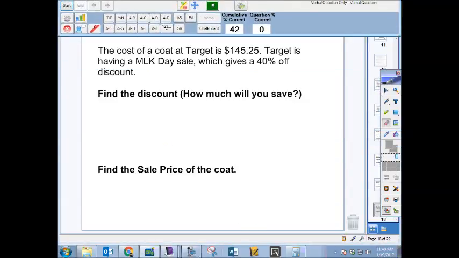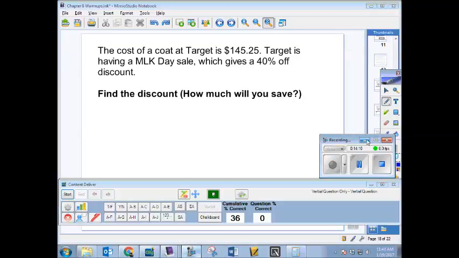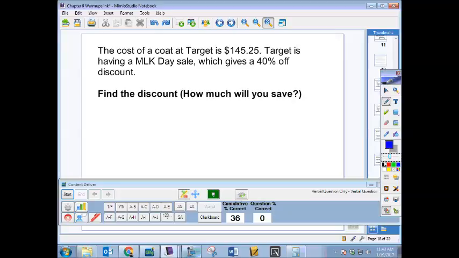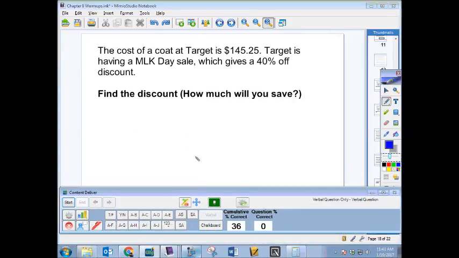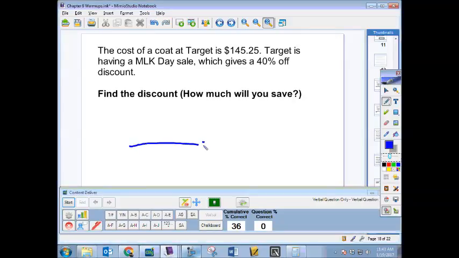Here you go. Go ahead and do this one. Okay, here we go. So you know you're going to have one just like this on the summative. Okay. Should we do a proportion? Yes. Absolutely. Part over whole equals percent over 100. I look up there. The cost of a coat at Target is $145.25. At Target, they're having a Martin Luther King Day sale, which gives you 40% off discount.